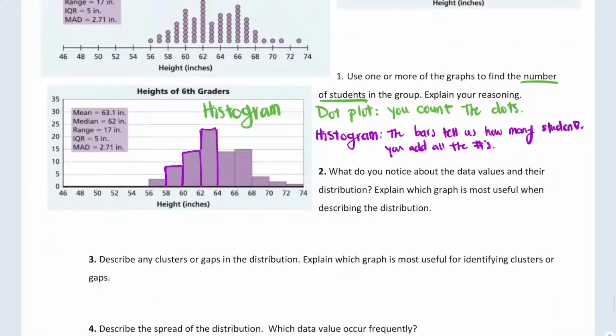Okay. Question number 2. What do you notice about the data values and their distribution? Keyword, their distribution. So what do you notice about the data values and their distribution? Which graph do you think is most useful when describing the distribution? Go ahead and pause the video, talk to your partners, please.